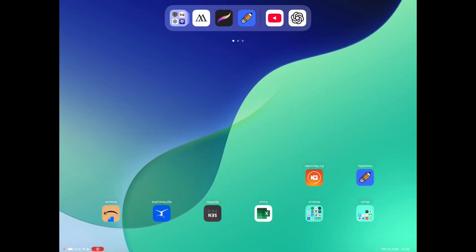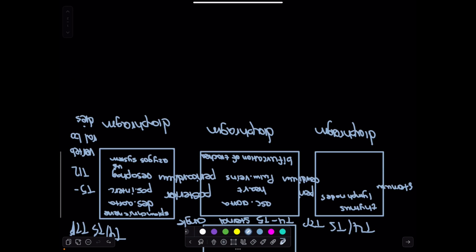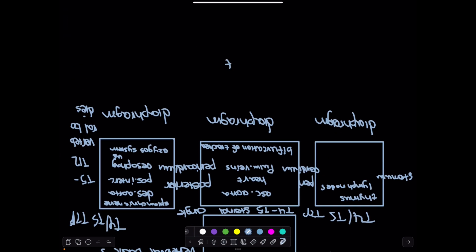Tell us a bit about the posterior. We also have things like the thoracic duct and the right lymphatic duct. Do we have a left lymphatic duct?